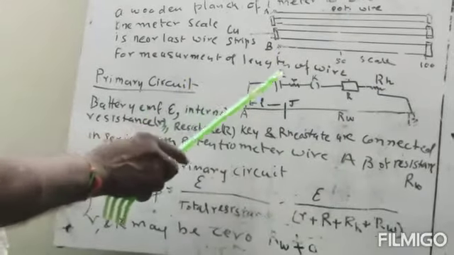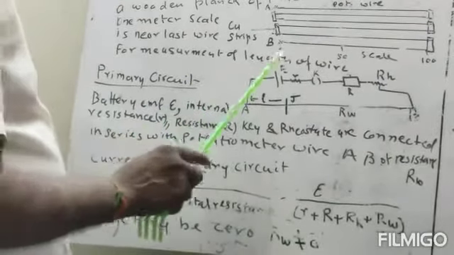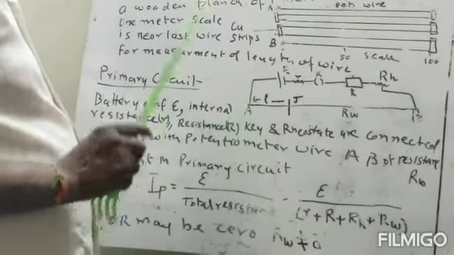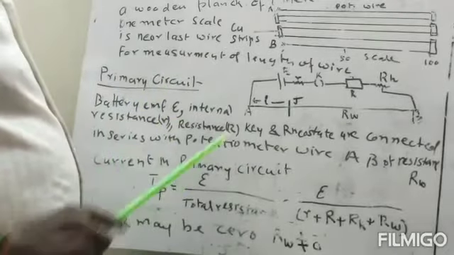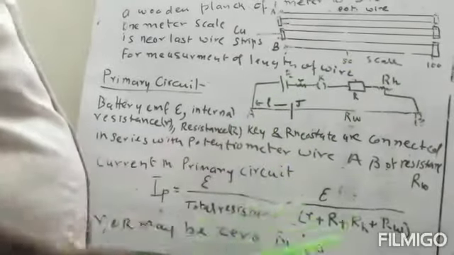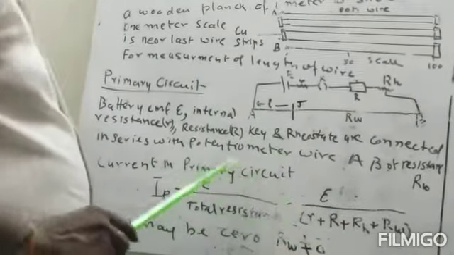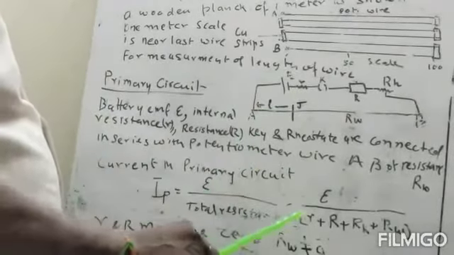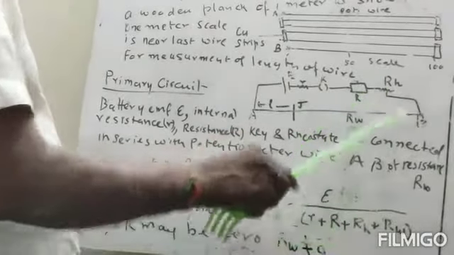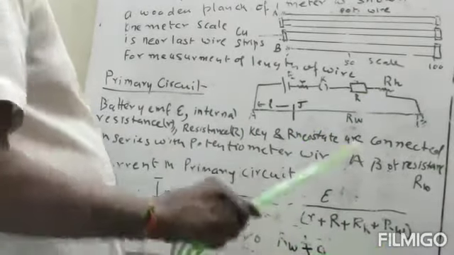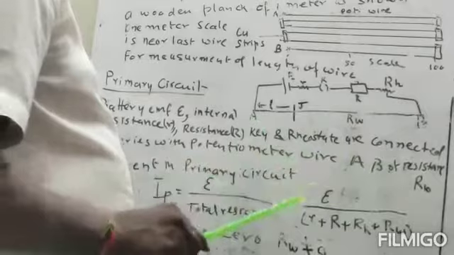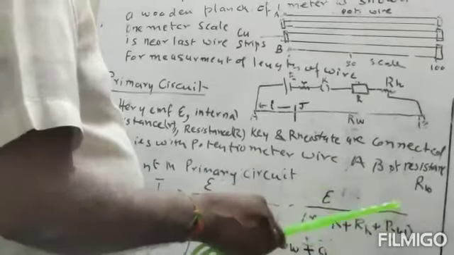Now we have to find the current in the primary circuit. The current in the primary circuit will be equal to the EMF of the battery divided by the total resistance. Now what will be the total resistance? Since these resistances and the resistance of the wire are in series, the total resistance will be equal to the internal resistance r plus capital R resistance if there is one, plus RH, the resistance of the rheostat, plus Rw, the resistance of the potentiometer wire. So this will be the current in the primary circuit.